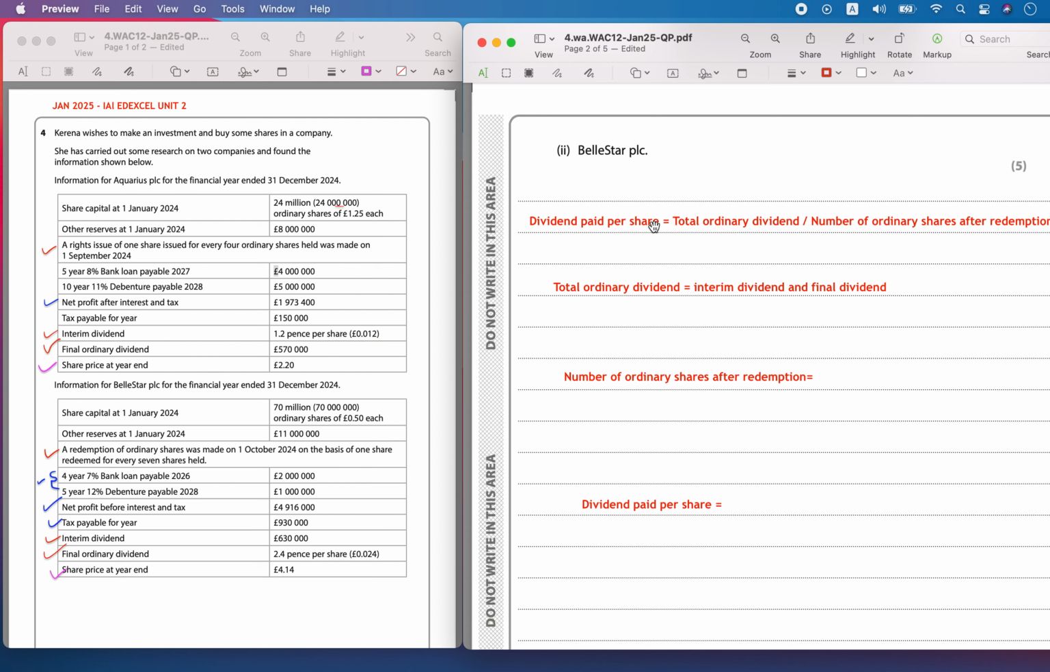Now let's calculate for Belstar PLC. The dividend per share uses the same formula: total ordinary dividend divided by the number of shares the company has after a redemption process.